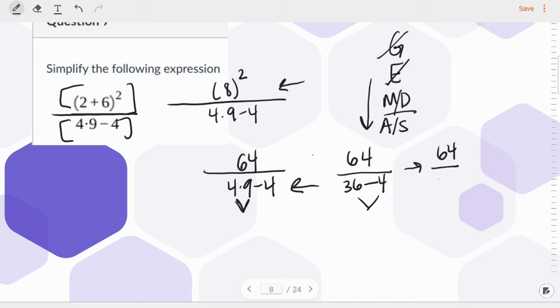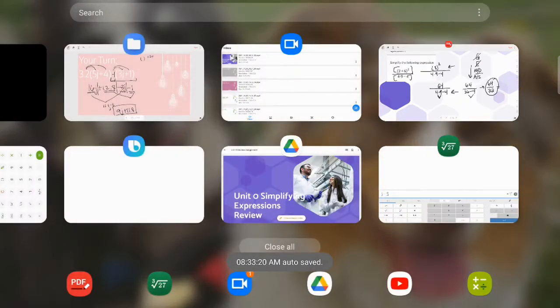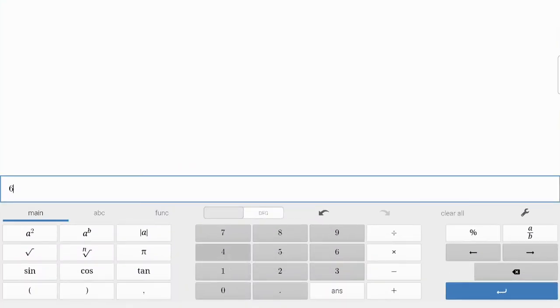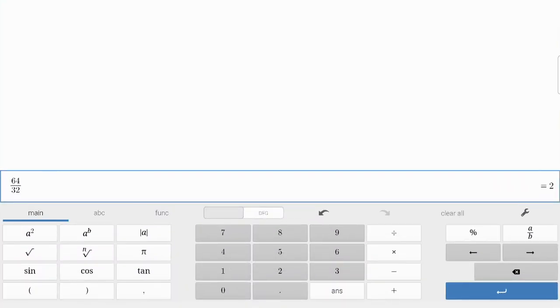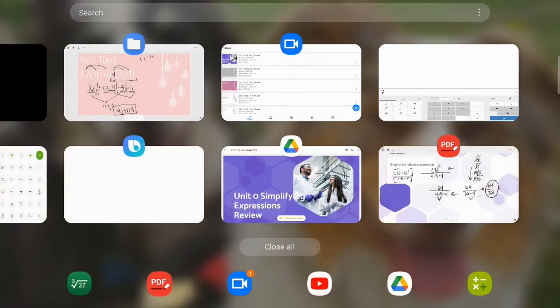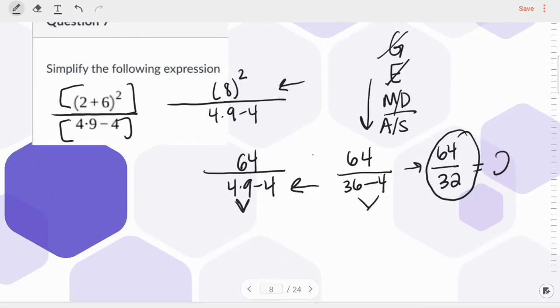64 divided by 32 equals, now remember, once you get to this point right here, you have to simplify to see if that fraction simplifies to a whole number. 64 divided by 32. What do you know? It is a whole number. It is 2. I'm going to write that down. That's my final answer.